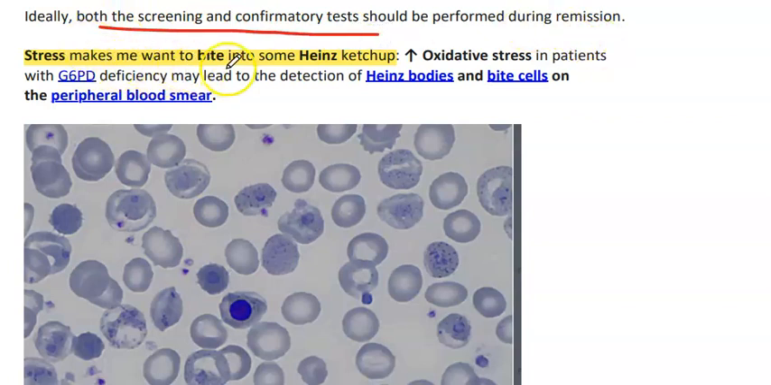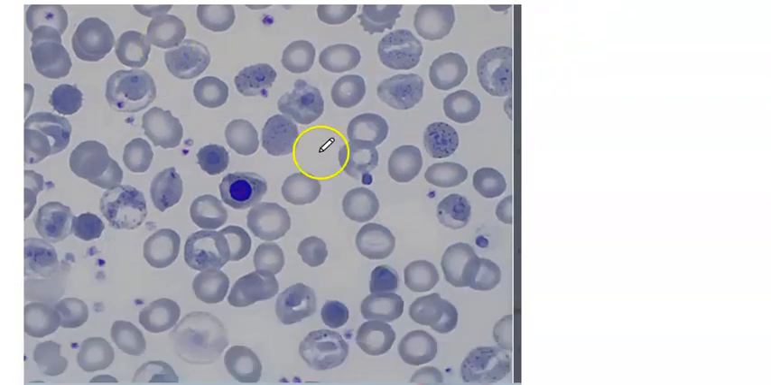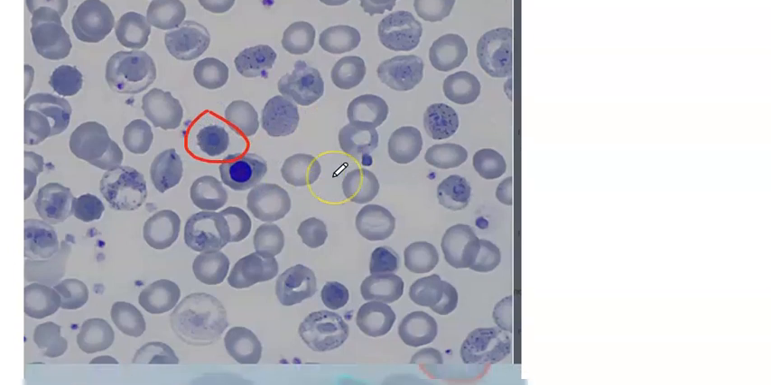Stress makes me want to bite into some Heinz ketchup. Stress, so increased oxidative stress. Bite, so bite cells, and Heinz ketchup, so Heinz bodies. These will be the findings on the smear. These are the Heinz bodies seen on the smear, and these are the bite cells.